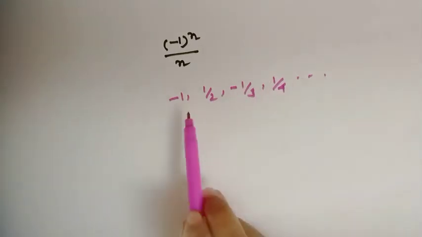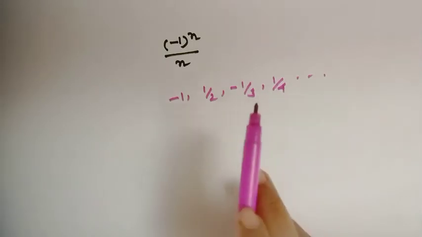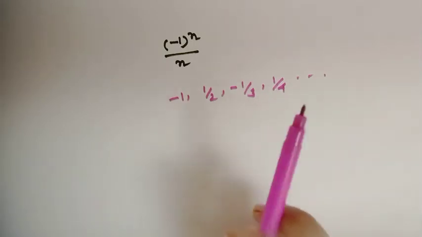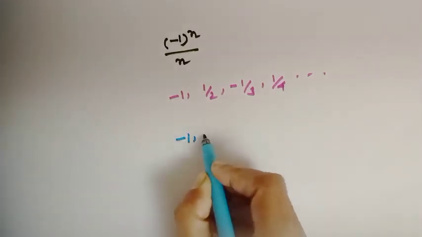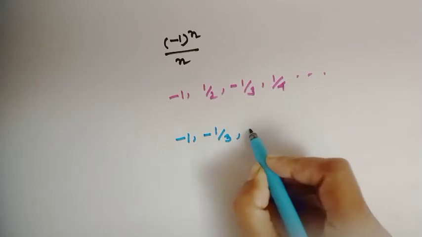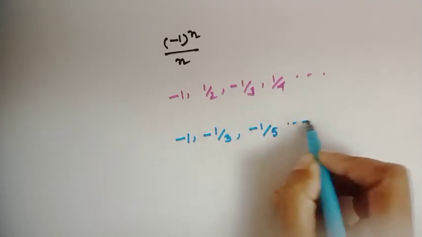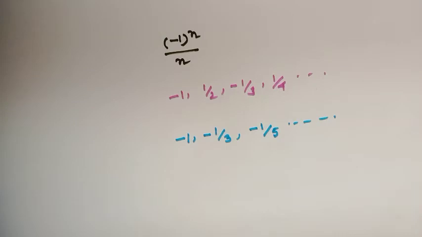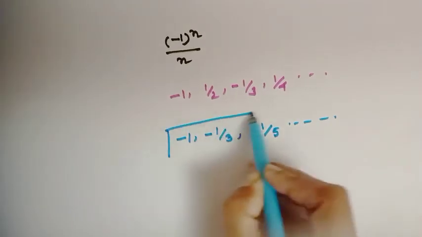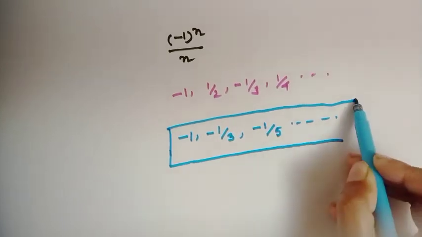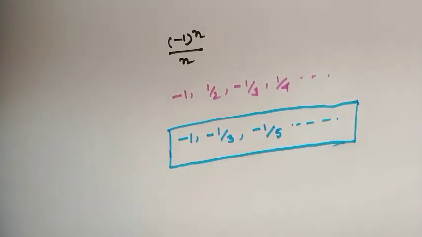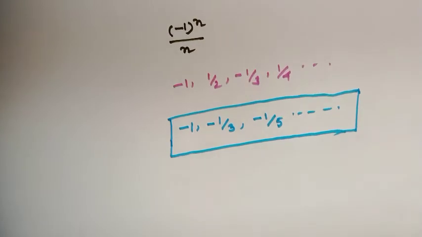If you collect together all terms x_n where n is odd, then I will get the sequence -1, -1/3, -1/5, and so on. And this collection I can call a new sequence. This is the concept of subsequence.